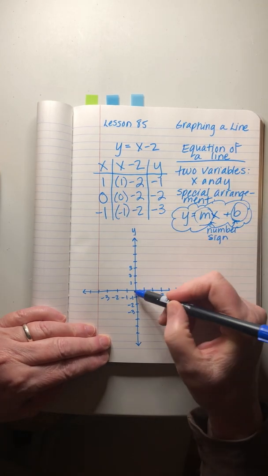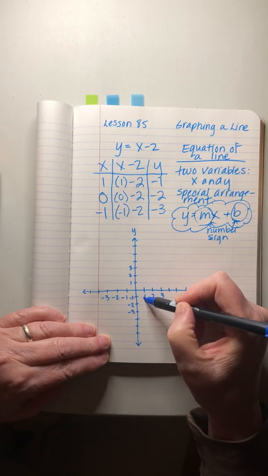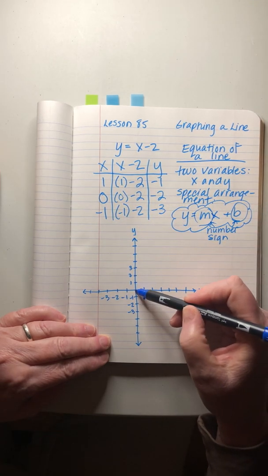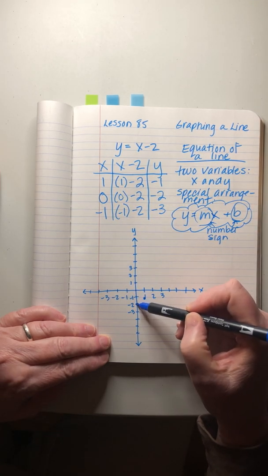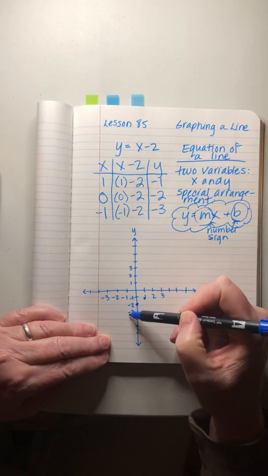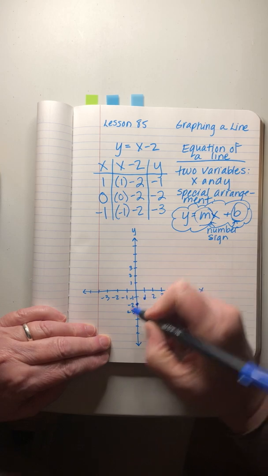1 and -1. It's right there, right? 0 and -2. And then -1 and -3. Oh, look, we have 3 cute little points.